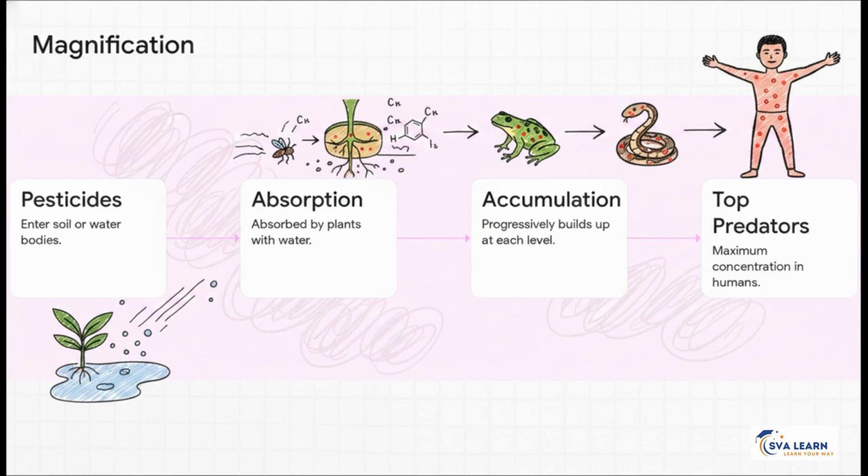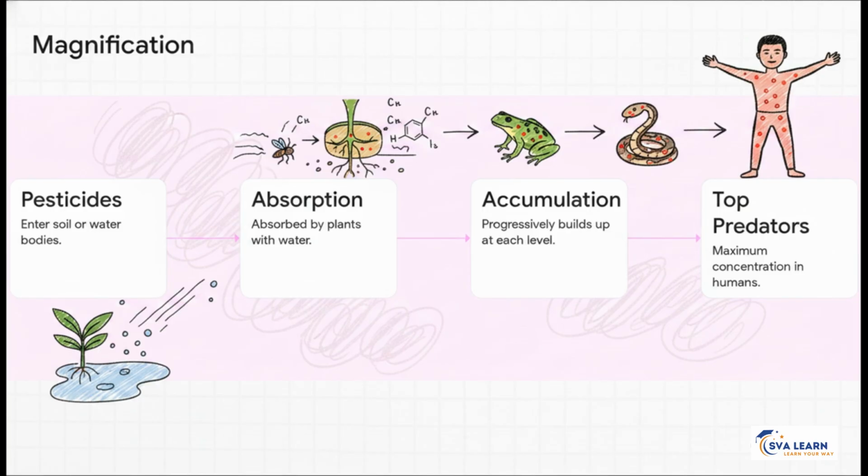So, an insect eats the plant, a frog eats the insect, and a snake eats the frog. Because the snake has to eat a lot of frogs to survive, the chemical accumulates progressively at each trophic level. Finally, since humans occupy the top level of any food chain, the maximum concentration of these harmful chemicals gets accumulated right in our own bodies. This is called biological magnification.